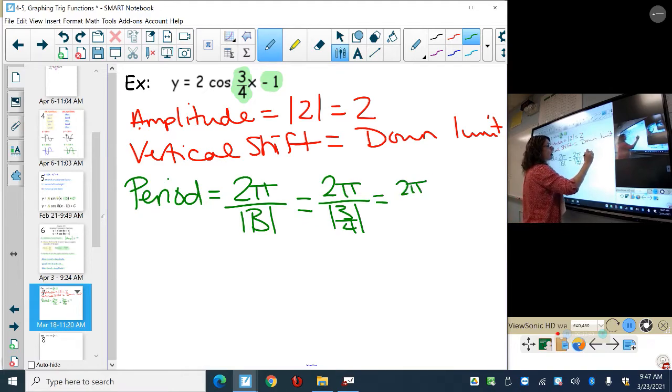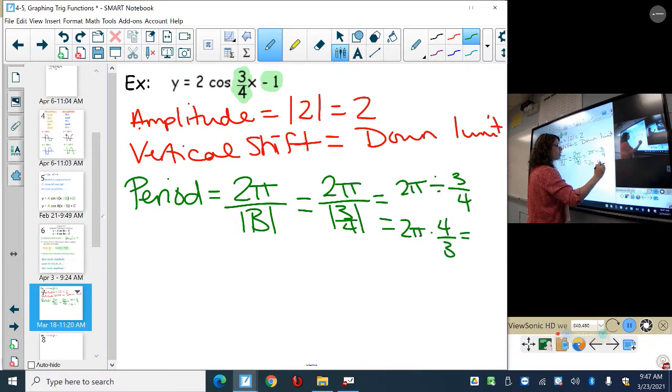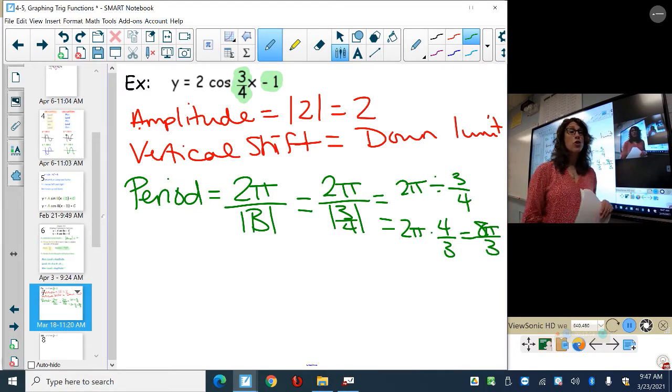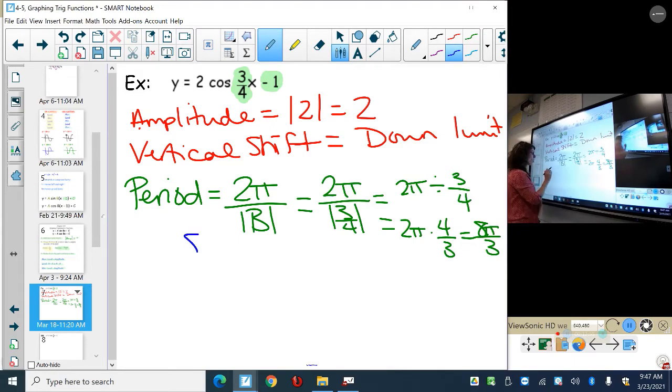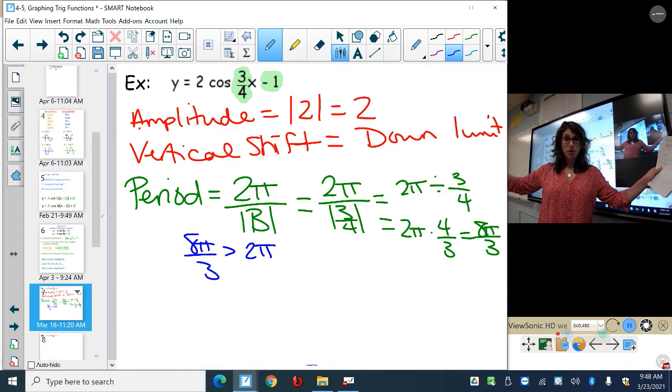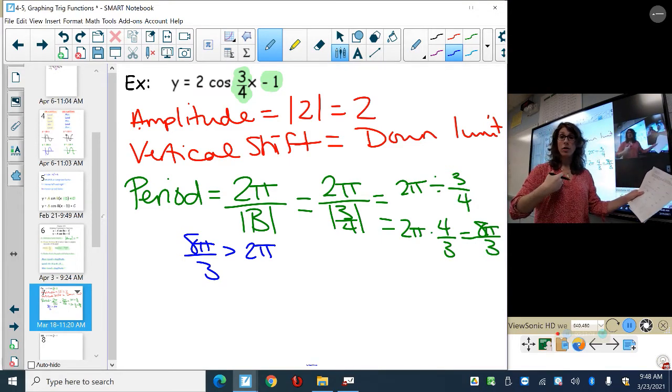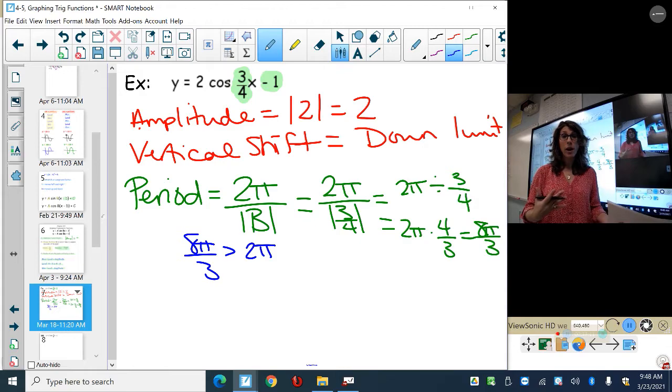So that's 2 pi divided by 3/4. When you divide by a fraction, you're actually multiplying by its reciprocal to give you 8 pi over 3. Now 8 pi over 3 is larger than 2 pi. So since 8 pi over 3 is greater than 2 pi, what this means is we have stretched it out. And it's going to take longer for me to complete 1 revolution around the circle than what I typically would. So I'm more at rest than what I normally would be.